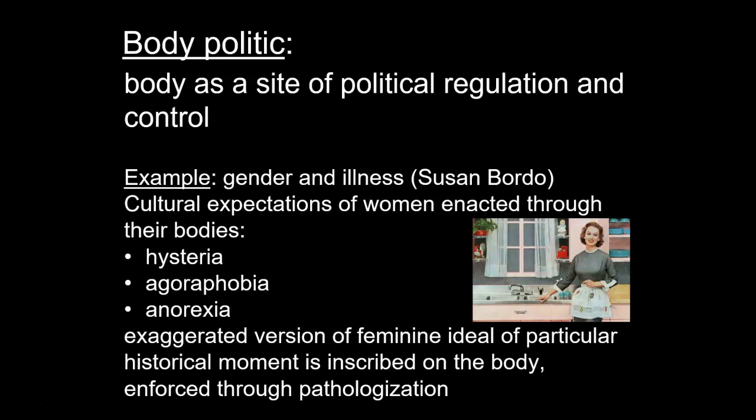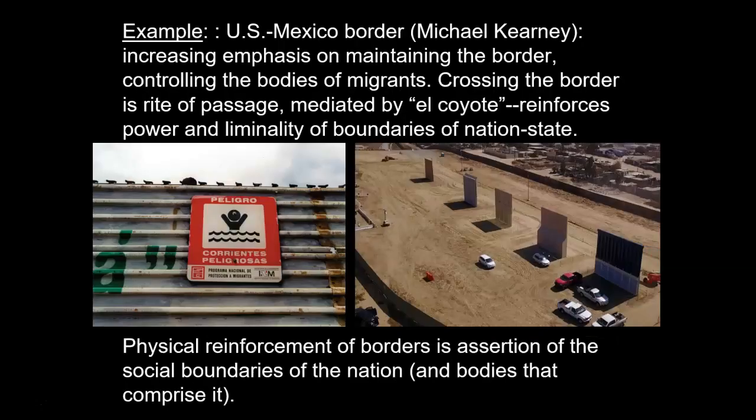So again, this is an example of the body politic, how notions of illness here are connected to regulation and control. I'll give you one other example, which is from the work of Michael Kearney about, in particular, the U.S.-Mexico border. This is, again, another example of this body politic. And what Kearney writes about is this increased emphasis on border control, and particularly in controlling the bodies of migrants, and how the fetishizing of the border is both about controlling the movement of individual bodies and shoring up the boundaries of the nation state, and really asserting which bodies can comprise that nation.